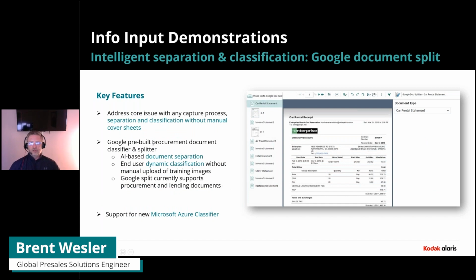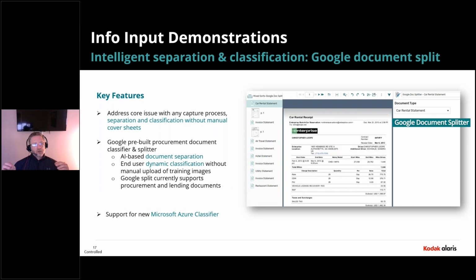Intelligent separation using the Google document split AI tool. So what you just saw in the previous version, we set up form types. The admin or someone that has job admin rights can go into a document class, upload the different types of sample images that that form type would see, and the system will separate.